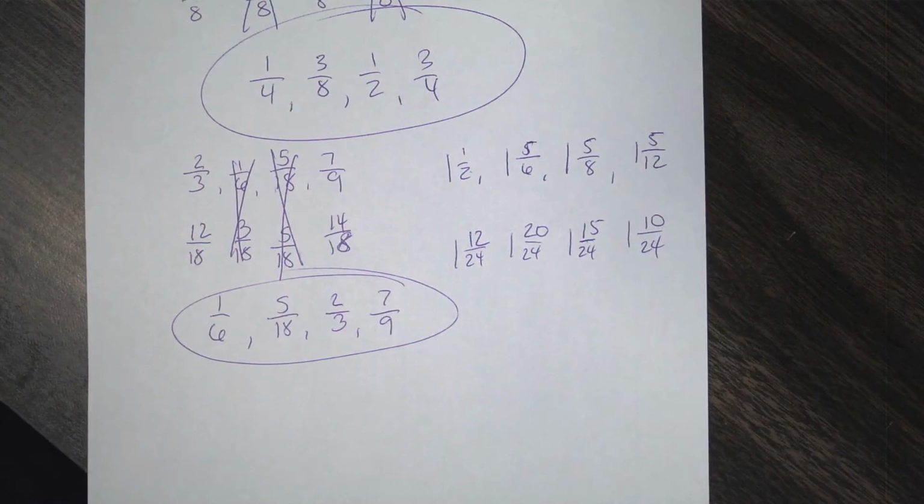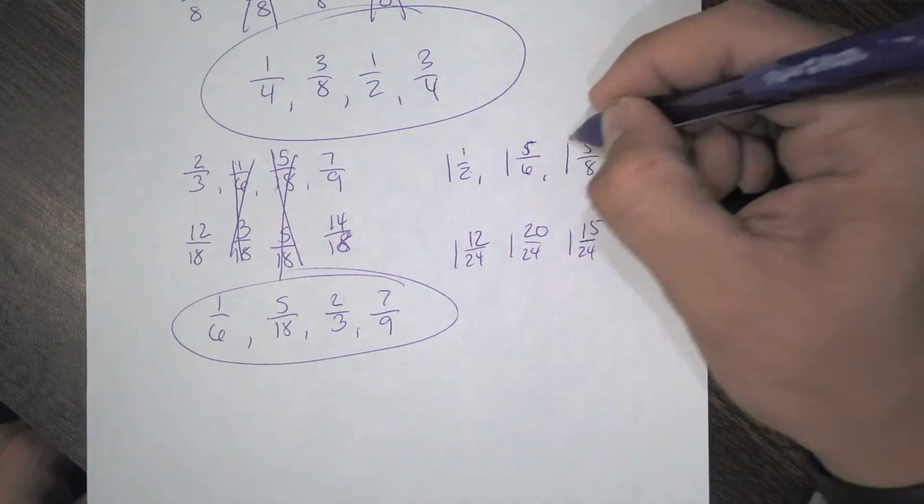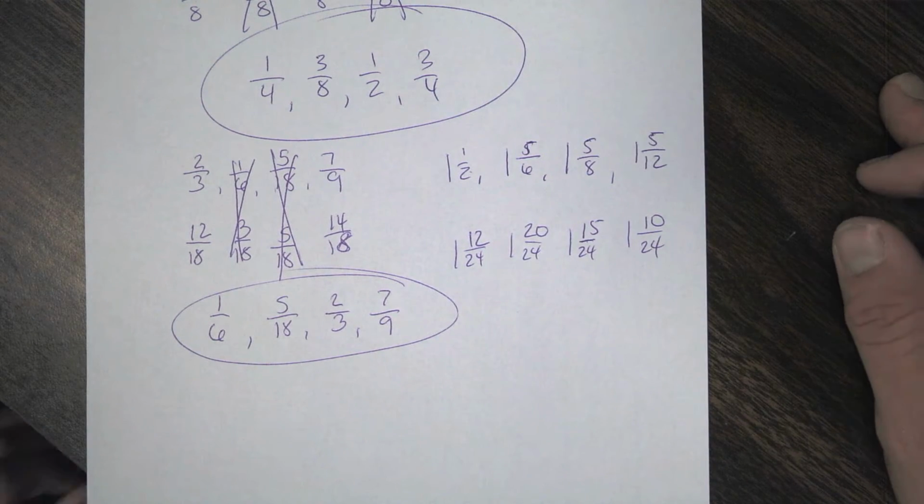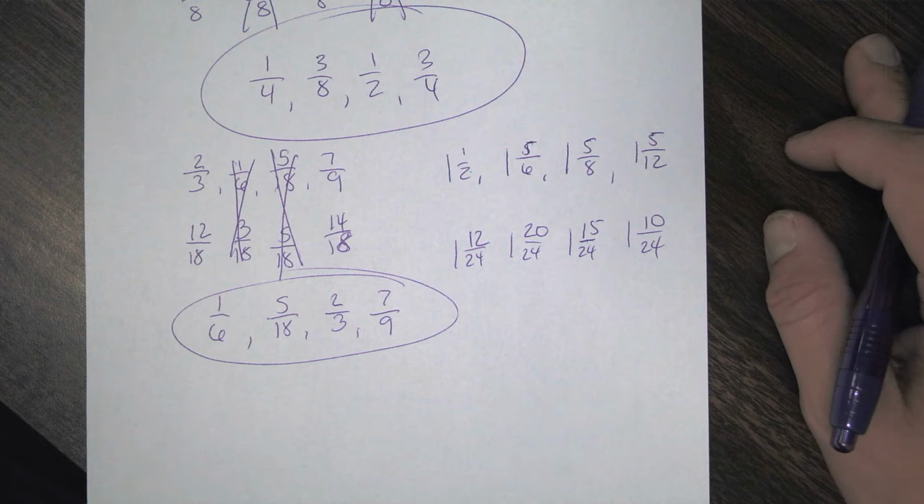Now that we have all common denominators, we can order these from least to greatest. Remember, you have to use the original numbers when you list them. So, which one is the smallest?